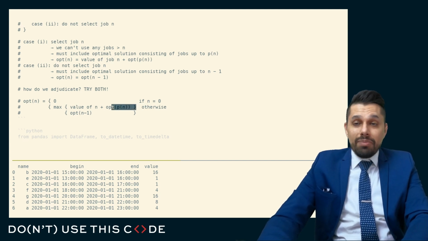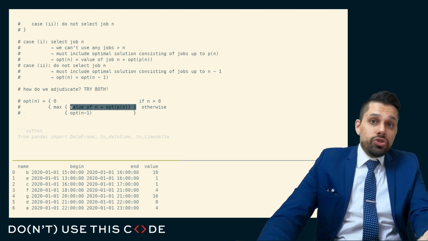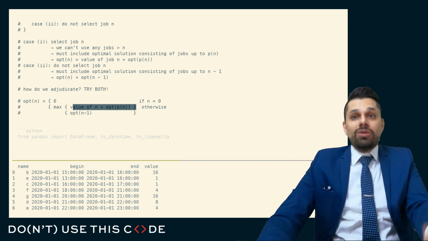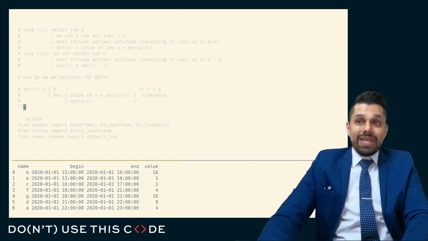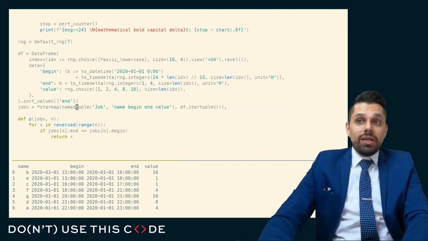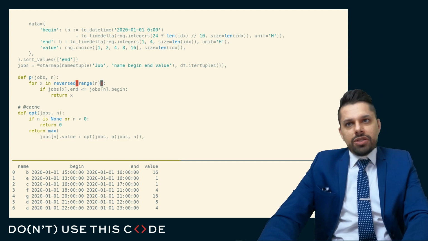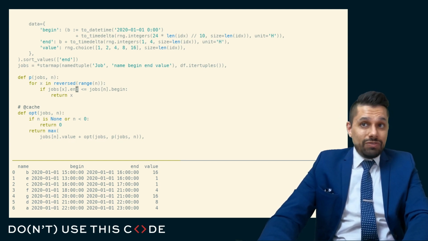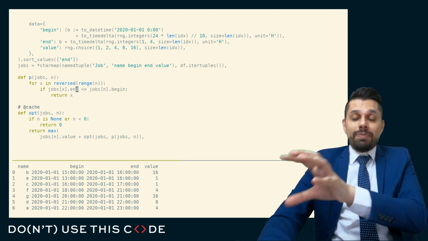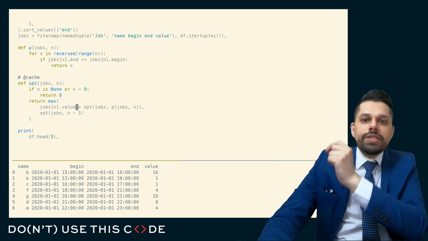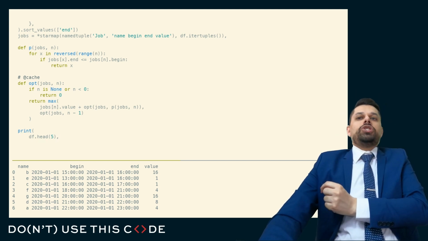Either select the job and get its value and reduce what I can look at to whatever jobs are left that are possibly compatible with what I have, or don't. I can actually implement it in almost exactly those terms, with a little bit of ugliness just to make my pandas structure work. Here is my predecessor function. This just gives me the latest possible job that's compatible with the thing I just chose. Here is my optimization. Notice the formulation is exactly the formulation we just looked at.